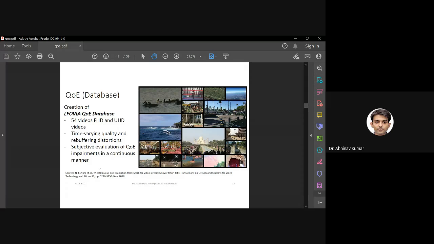And a subjective evaluation was conducted by introducing various QoE impairments in this database in a continuous fashion, including rebuffering instances, right? So we had those 54 pristine videos, and then we added those time varying changes, or rebuffering distortions, into the videos themselves, and created a bigger superset, and then used them for a subjective evaluation of quality of experience impairments.